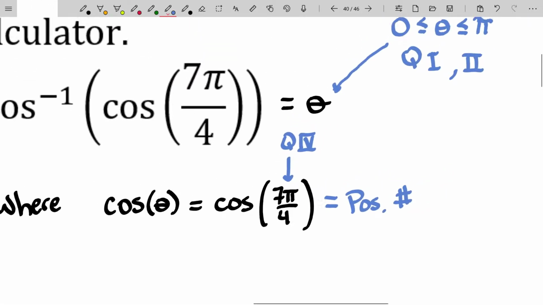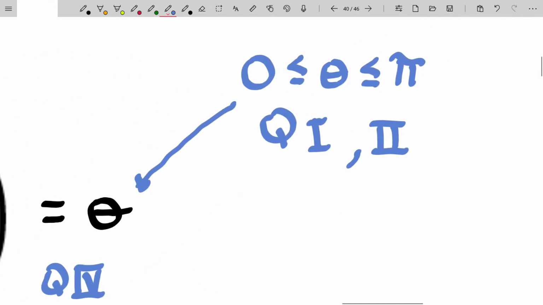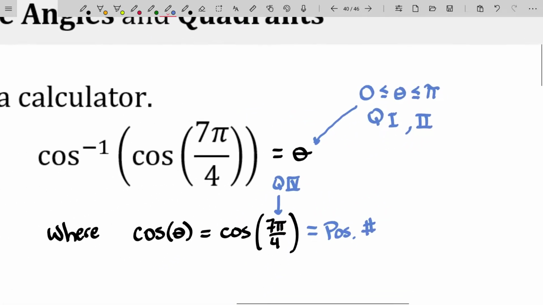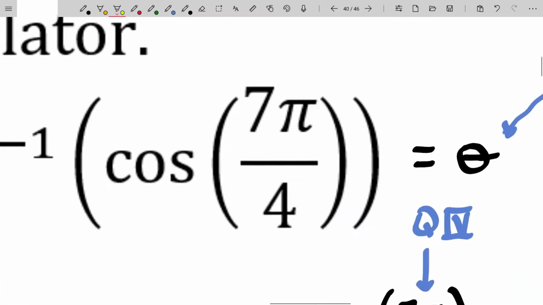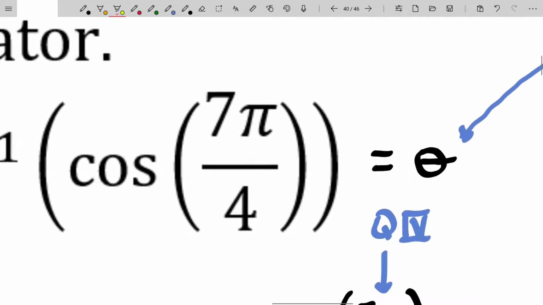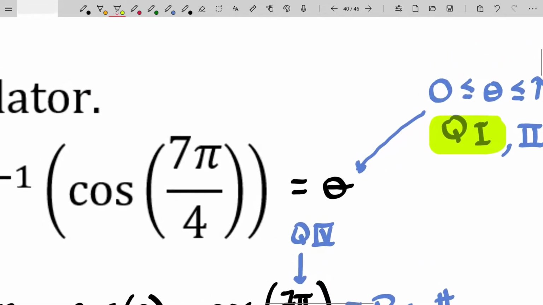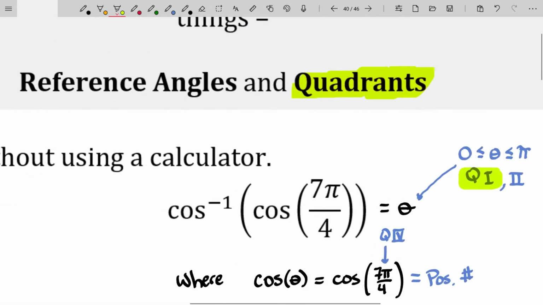Because if it's positive, then I know the cosine inverse is going to return in quadrant 1, because the cosine is positive. So we have an angle, and we're taking a cosine inverse of something to get to that angle. That something, the cosine of 7 pi over 4, is positive. So we're taking the cosine inverse of a positive number. That means our angle should be in quadrant 1. Now all I need is a reference angle. The quadrant's done.